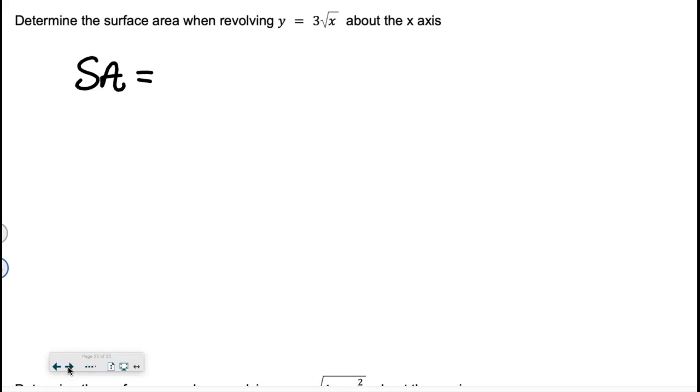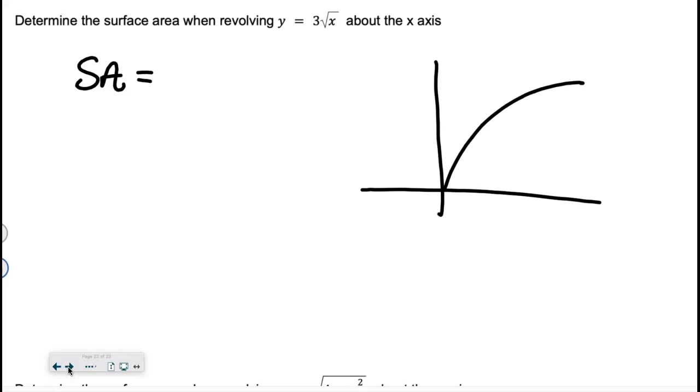Alright, so see if, just by visualizing, you can write what you think the formula is. Keep in mind, sometimes it helps with that sketch to figure out what's going on. So 3 root x is kind of like this. I am going to take this shape right here. Oops, I didn't give you limits. Let's go 0 to 4. 0's nice. I'm going to take that and revolve it this way, and I'm going to find the surface area.